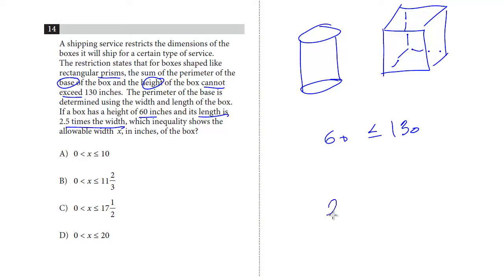And so think about the length equals 2.5 the width. We can use substitution here. We don't want an L and a W. We can just express both in terms of W. And so for length, we're going to put 2.5 W.